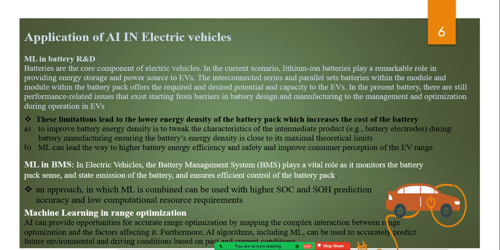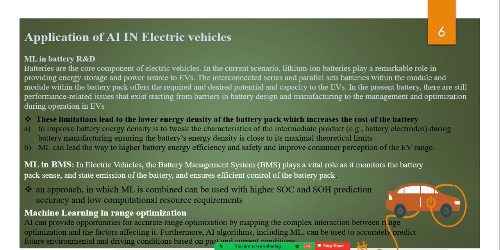Talking about batteries. Batteries are the core component of electric vehicles, and at this present time, lithium ion battery has a very remarkable contribution in energy storage and power source to electric vehicles. But at the same time, there are still some performance related issues that exist, starting from barriers in battery design to its manufacturing management. These limitations lead to the lower energy density of the battery pack, which ultimately increases the cost of the battery.